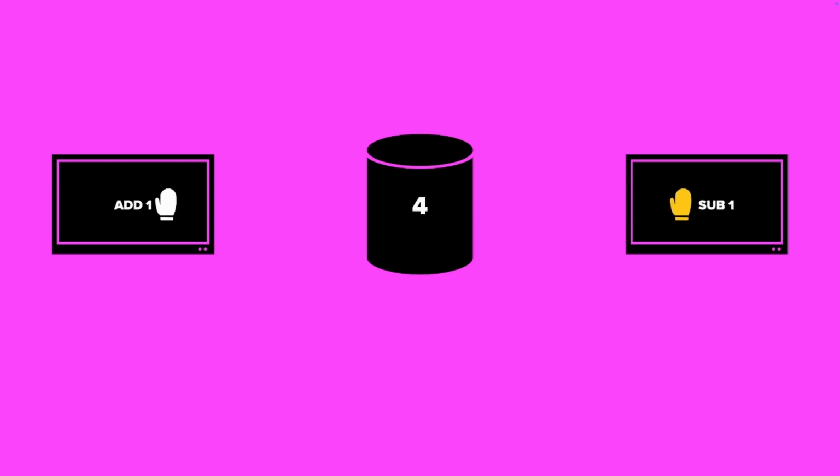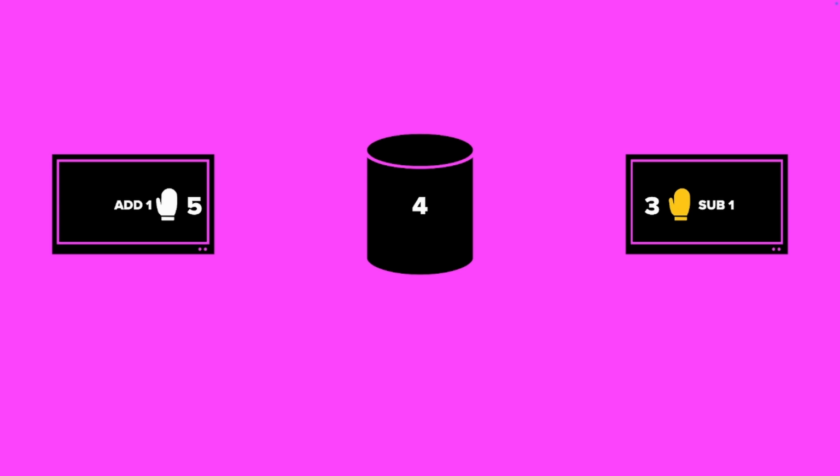So let's say add1 and subtract1 are invoked at exactly the same time. So they will go to the data source, fetch the value that they find in the data source, update it accordingly. So add1 adds 1 to 4 and the result is 5. Sub1 subtracts 1 from 4 and the result is 3.